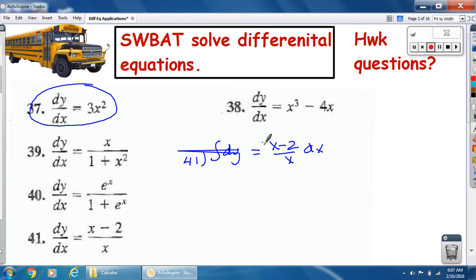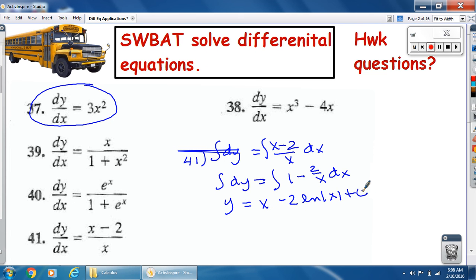I'm going to find the antiderivative on both sides. Well, in just a second, I'm going to do my algebra simplification. I'm going to divide both terms by x, so I get 1 minus 2 over x dx. On the left-hand side, I'm just going to get y, and on the right-hand side, I get x minus 2 ln absolute value of x plus c.